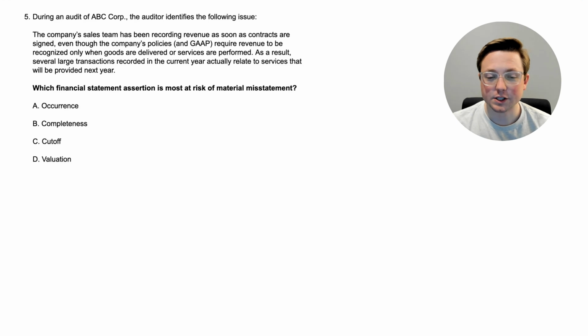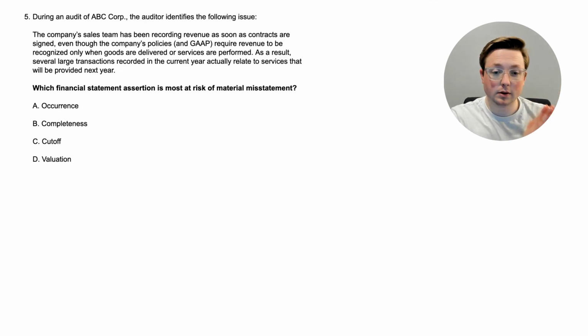All right, here we are at question 5. Which financial statement assertion is most at risk of material misstatement? Let's go up to the top. During an audit of ABC Corp, the auditor identifies the following issue. The company's sales team has been recording revenue as soon as contracts are signed, even though the company's policies and GAAP require revenue to be recognized only when goods are delivered or services are performed. As a result, several large transactions recorded in the current year actually relate to services that will be provided next year. So again, which financial statement assertion is most at risk of material misstatement in this situation?